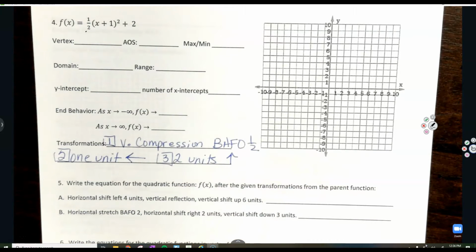Does this graph open up or down? It opens up. Very good. Remember that, because we're going to fill in a bunch of these blanks without graphing it. You guys should be able to do this.